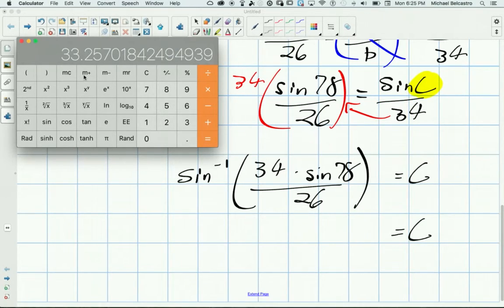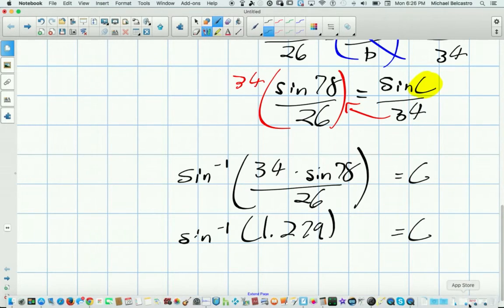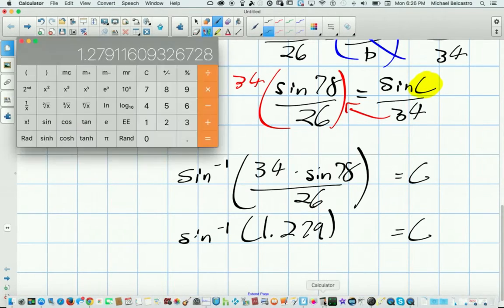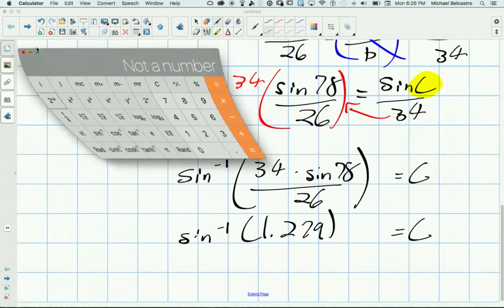1,000. Okay. And then I'm going to divide this by 26. And we get 1.279. Well, there's a little issue here with this. Sine inverse of 1.279? Okay. We have an issue here. So this, and you'll see in a second. Well, I do sine inverse of that. Not a number. So why isn't this a number?